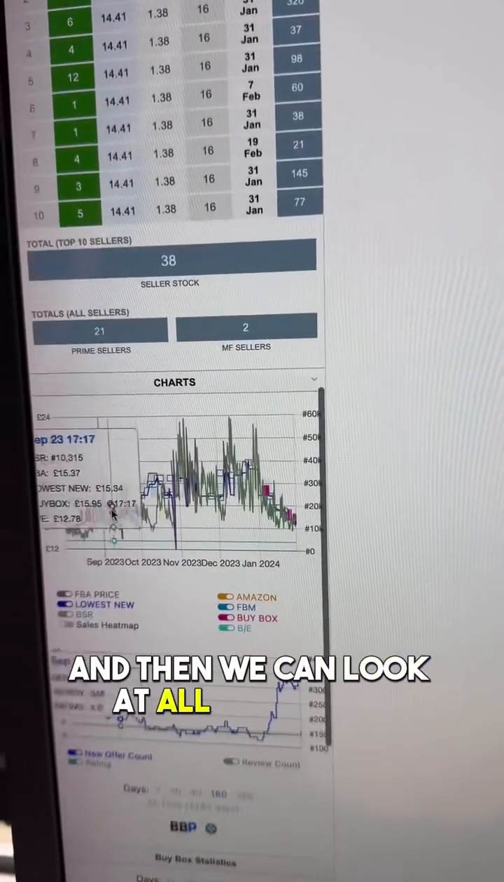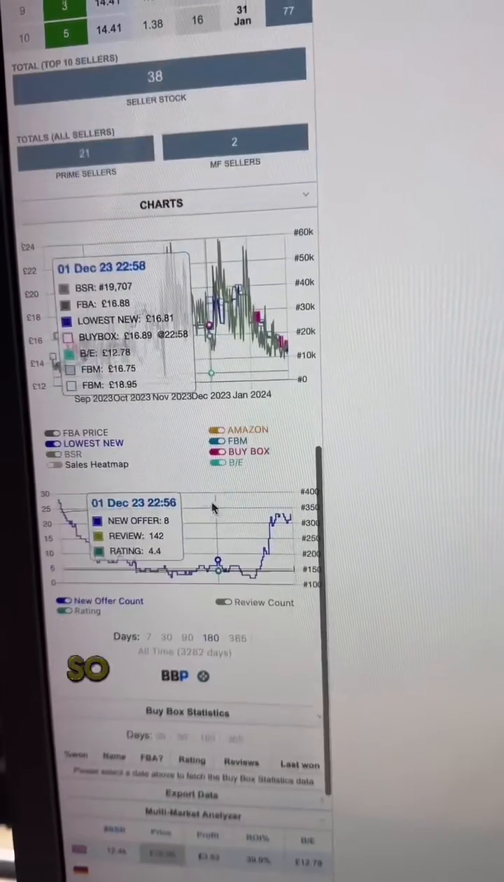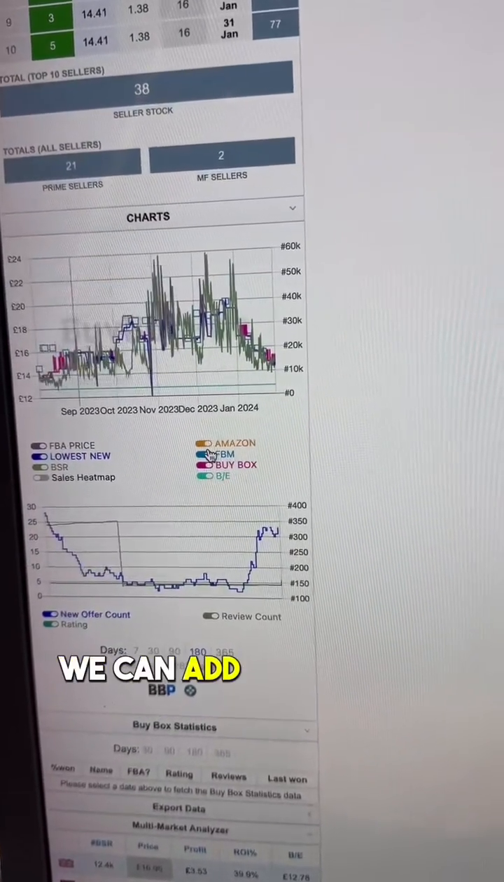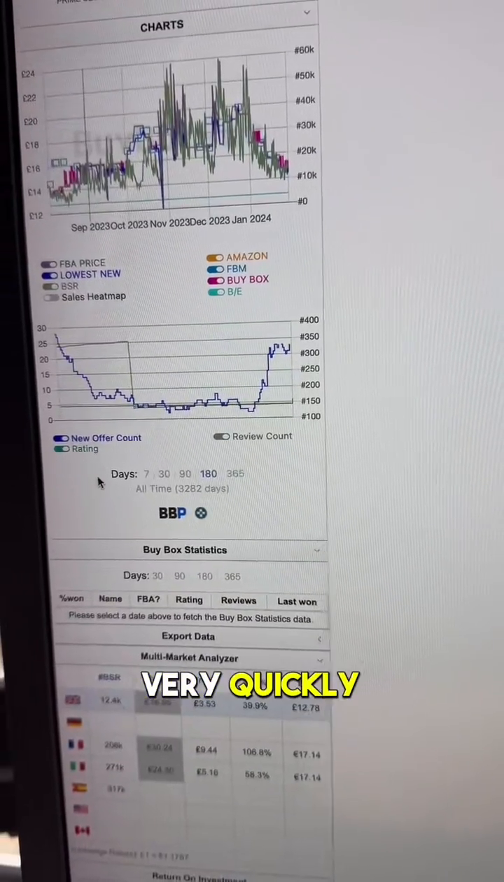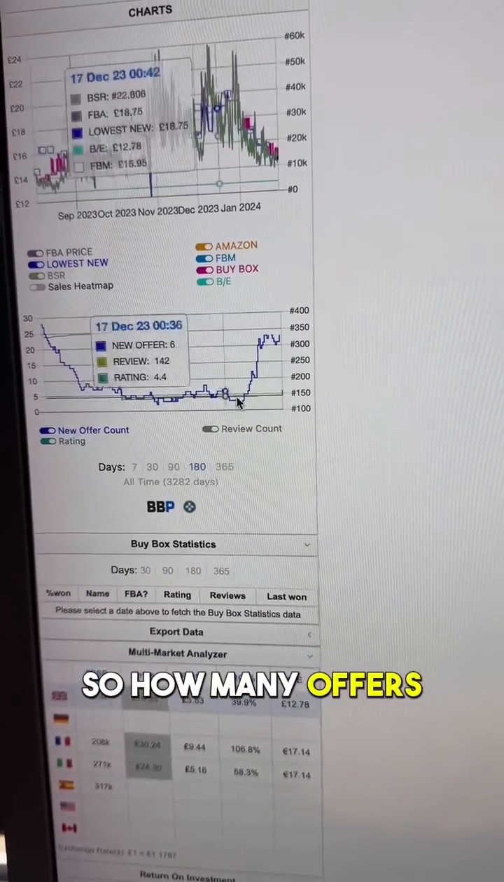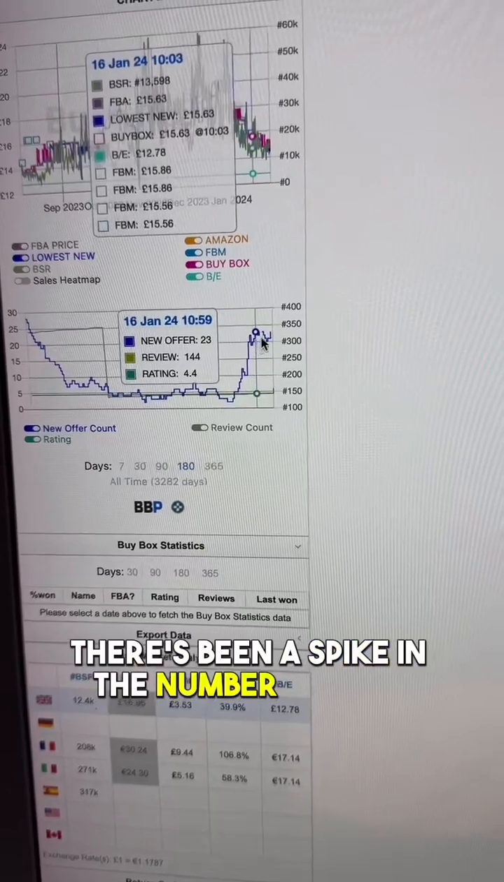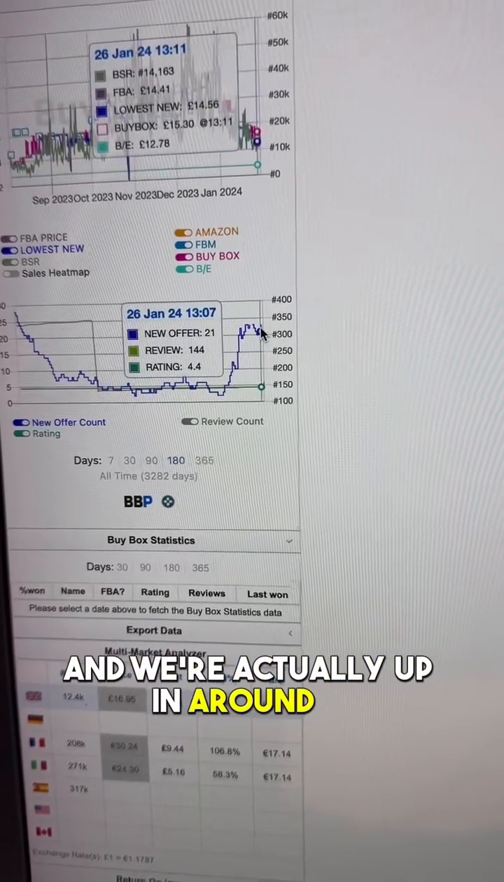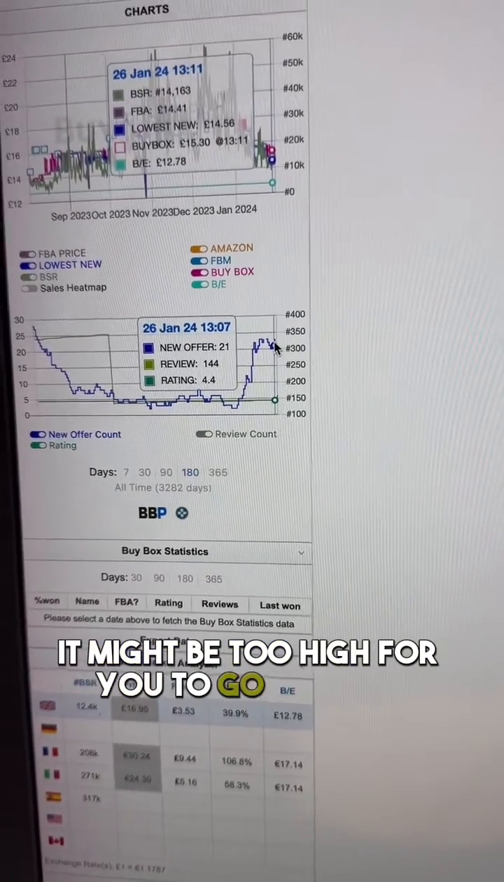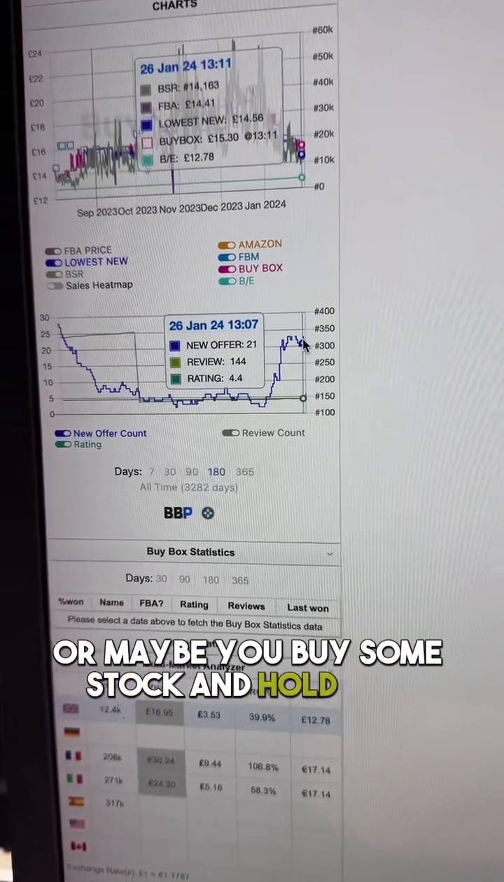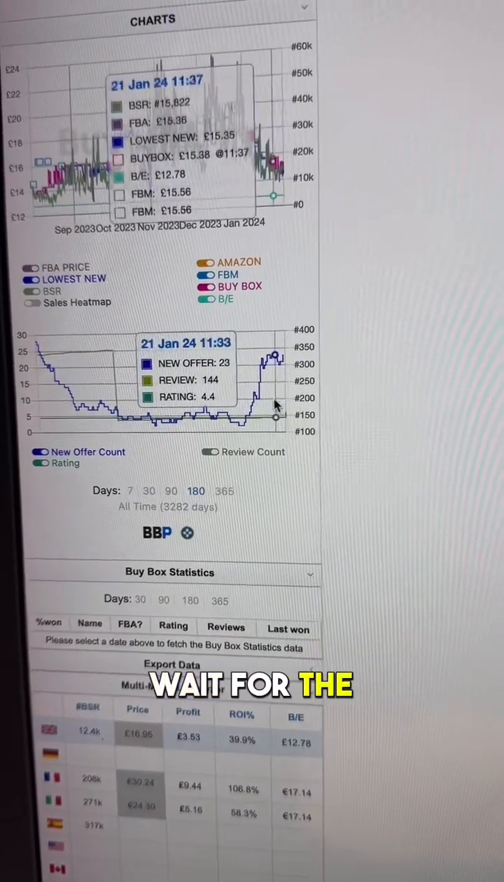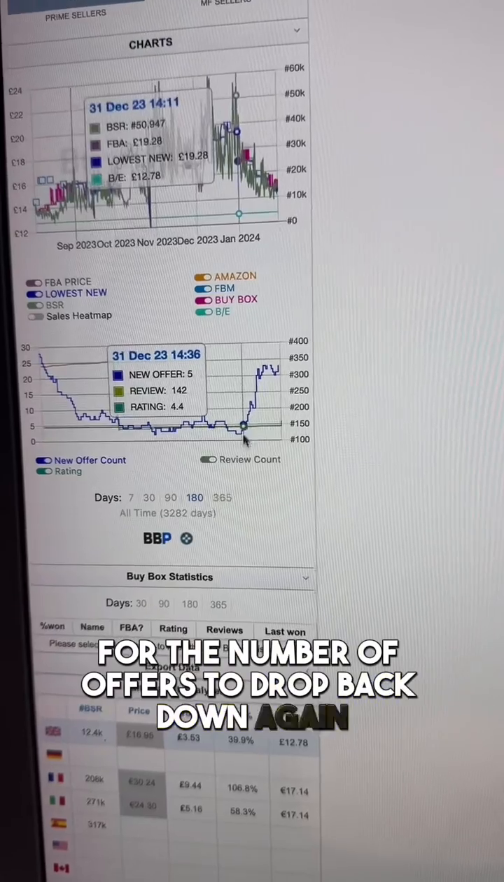And then we can look at all the decent Keepa charts here. So we can look at the price charts, we can add and remove information very quickly. We've got the new offer count, so how many offers. So you can see recently there's been a spike in the number of new offers, and we're actually up around 21. That might be too high for you to go for this product, or maybe you'll buy some stock and hold it at home before sending it in. Wait for the number of offers to drop back down again.